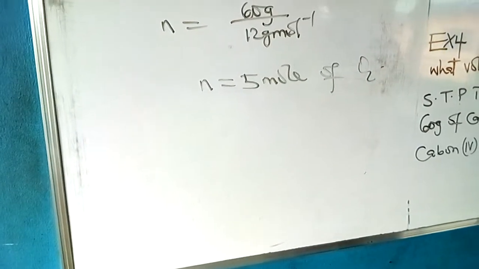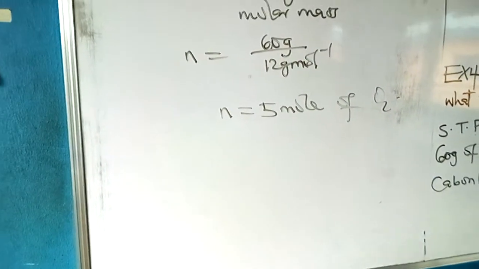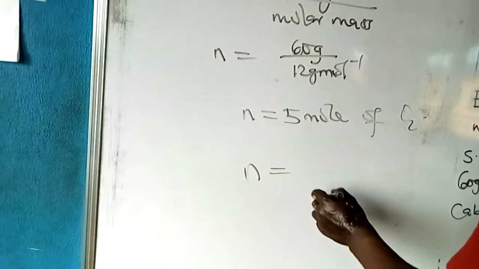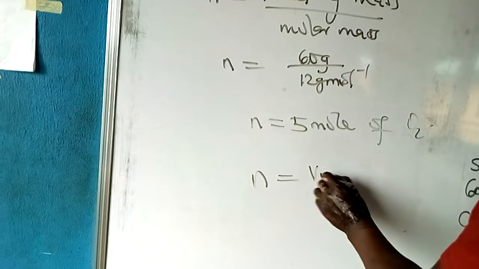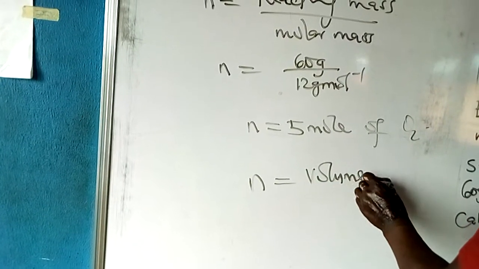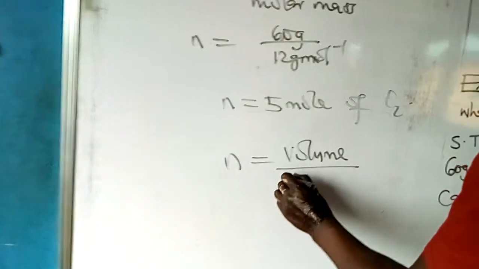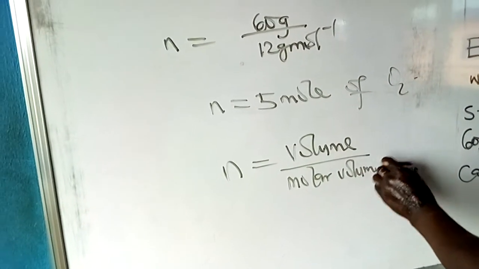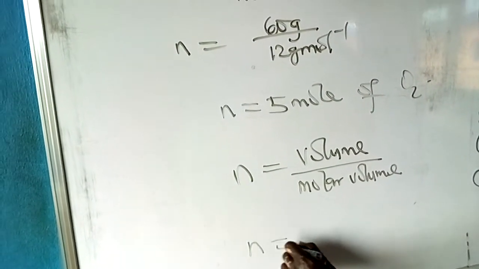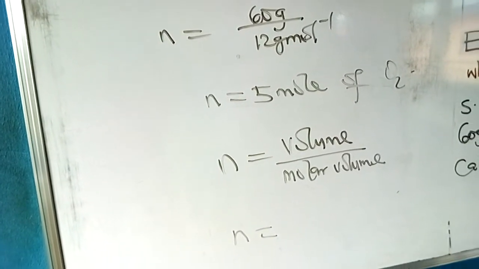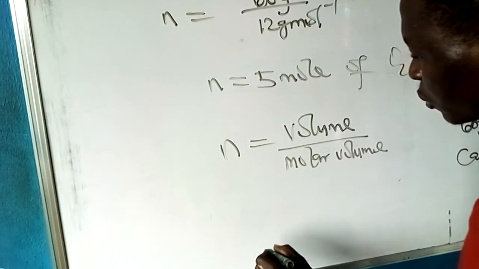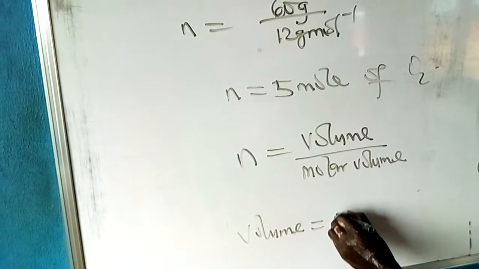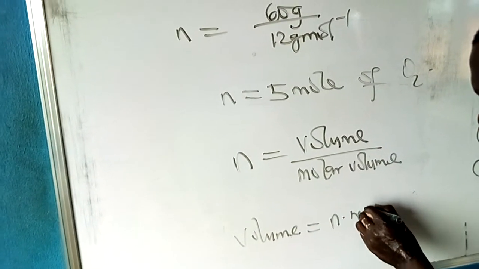So now, since we are having 5 mole of O2, number of mole equals volume all over molar volume. So what is our volume? Our volume is what we are looking for. So that means we make volume the subject of the formula: volume equals number of mole times molar volume.